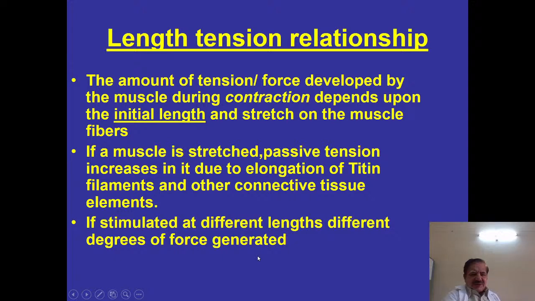If stimulated at different lengths, different degrees of force are generated. If some of the actin filaments are overlapping the myosin filament, some degree of contraction is there. And as you see, if they come still nearer, the band is coming nearer to the I band. At that time, most of the actin filaments might be overlapping the myosin filaments. So contraction depends on the number of actin filaments overlapping the myosin filaments.